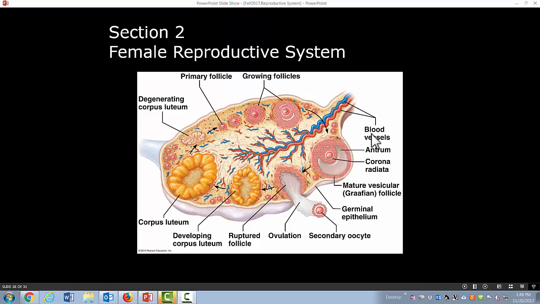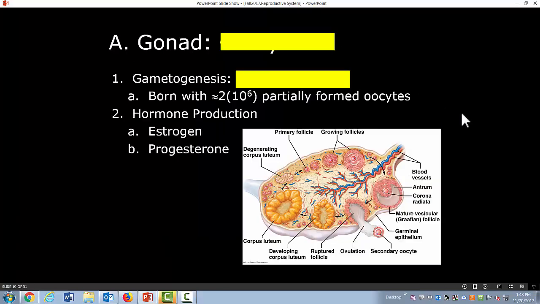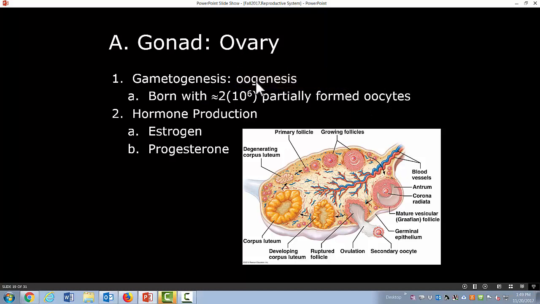Female reproductive system is the next order of business. The female reproductive system also includes a gonad, which we've been talking about. It includes the ovary, and the ovary is the site of gametogenesis within the female. In gametogenesis, we're going to create a gamete, and the gamete that we're going to create happens to be the ovum or the oocyte. It's going to undergo a process of oogenesis, the creation of the ovum.